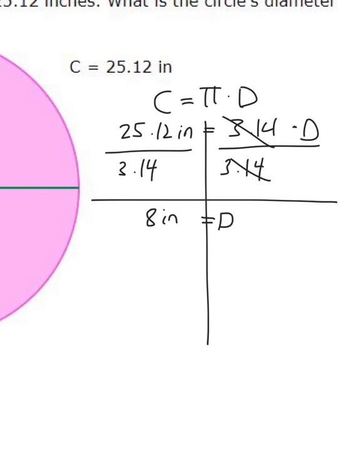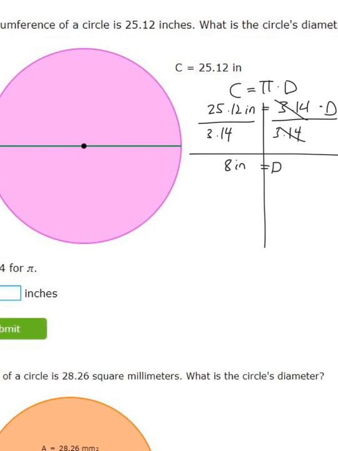I'm just going to bring the units up here, the inches, down with my answer. They don't change. Okay, so my final answer is going to be diameter equals 8 inches. The diameter of the circle is 8 inches. I'm ready for the next problem.